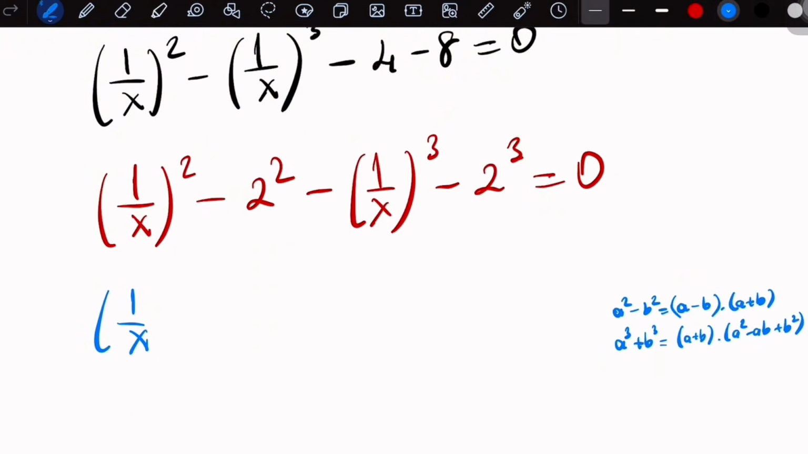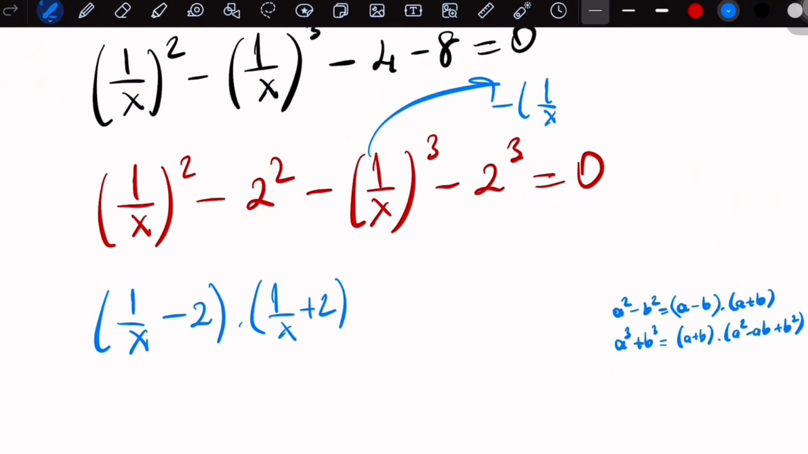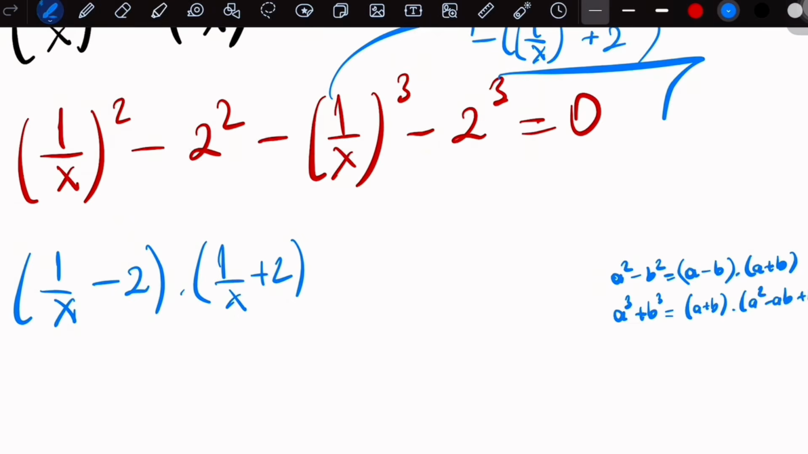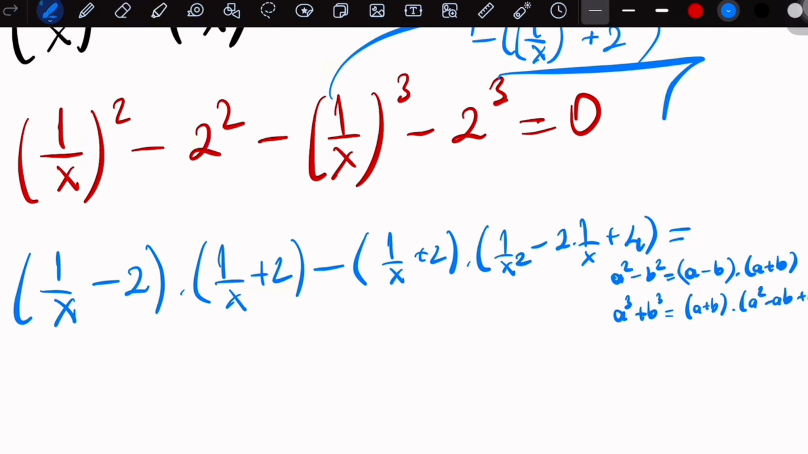So 1 over x. If I open this as a difference of two squares, (1/x − 2)(1/x + 2). Look here too, if you pay attention, minus. I'm thinking, how would it be if I got the bracket? The cube of 1 over x, minus, plus 2's cube. What will come from here if we pay attention? (1/x + 2)((1/x)² − 2 times 1 over x + 4), which came from 2 squared. Of course, again, these are equal to 0.